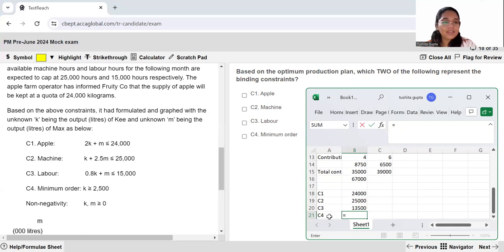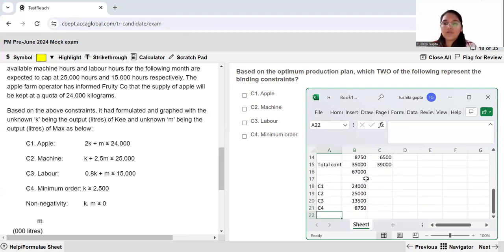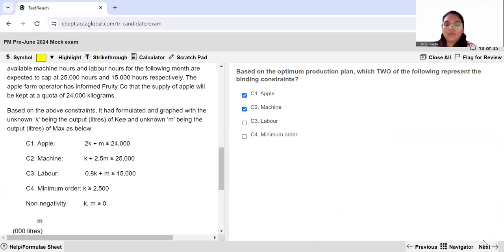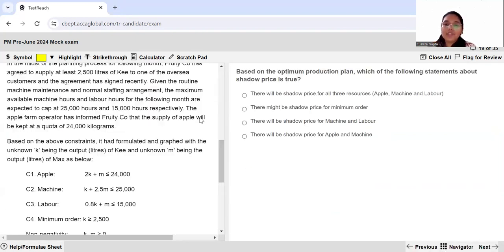C4, let's evaluate that as well. Minimum order, your K should not be less than 2,500. If you see, your K over here is 8,750. So you're well within the limit. So your two binding constraints are C1 and C2. Let's move to the next question.